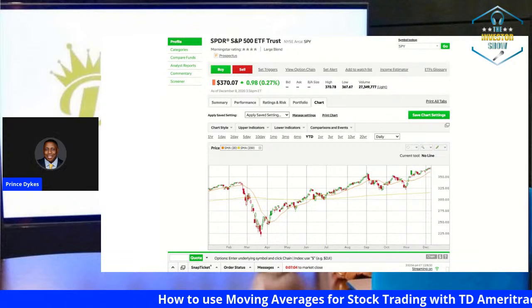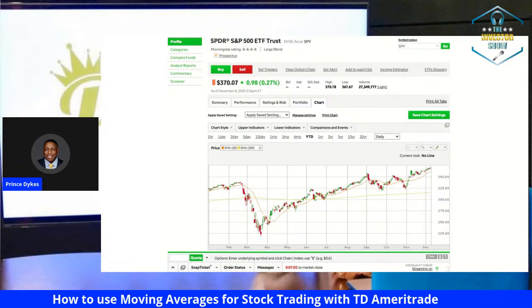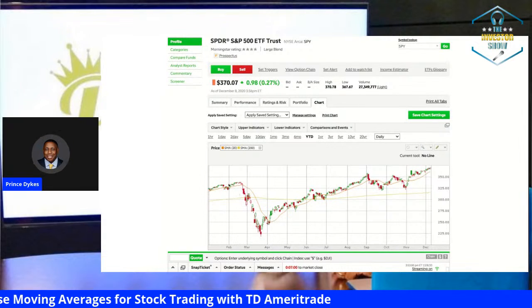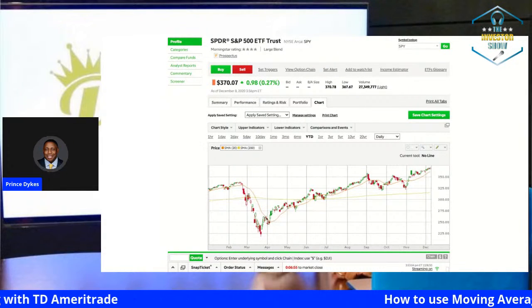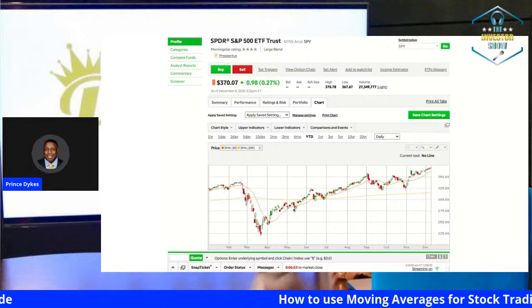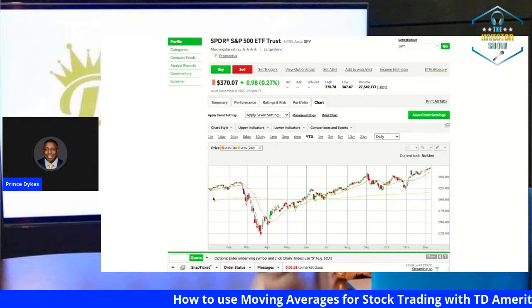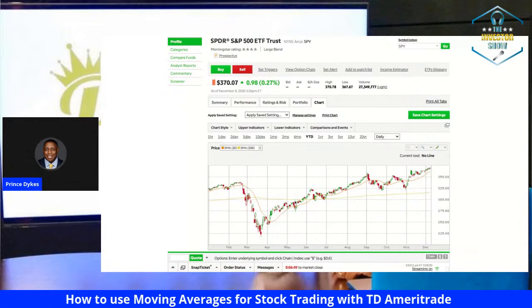You can change the color of it too if you want to. But this is your moving averages. This is the yellow line, the red line. I don't know why they picked these two strange colors. But the orange line here is your 20-day, and the yellow line is your 200-day.